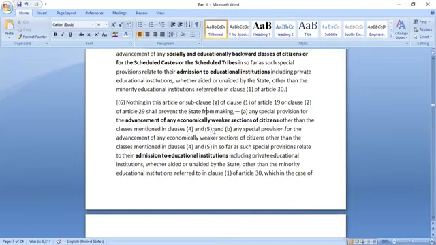So this is the latest amendment that was made, that even for general category people, there would be a certain percent of reservation. So what is the percent of reservation? Anyone remembers? For general category people also there would be reservation, right? Economically weaker. Anyone remembers?